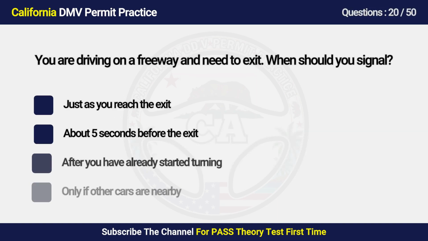Question 20. You are driving on a freeway and need to exit. When should you signal? A. Just as you reach the exit. B. About 5 seconds before the exit. C. After you have already started turning. D. Only if other cars are nearby.